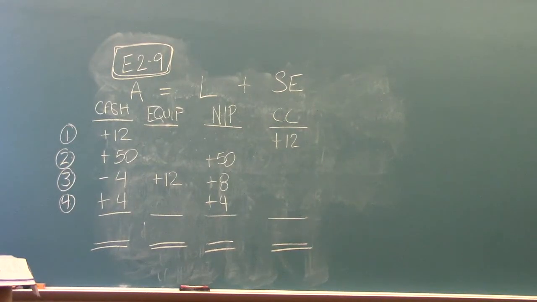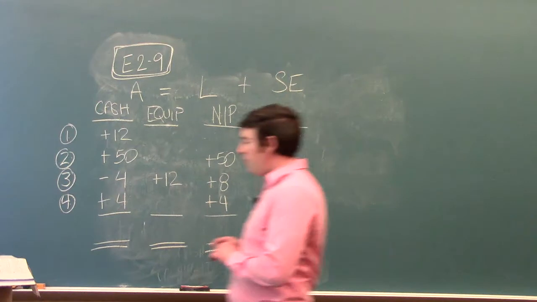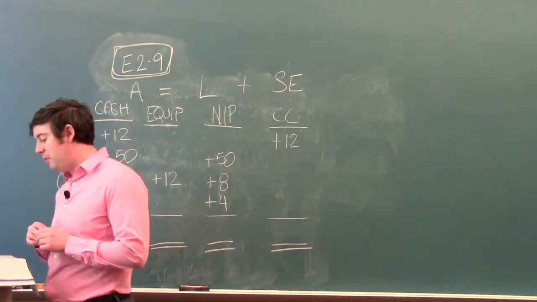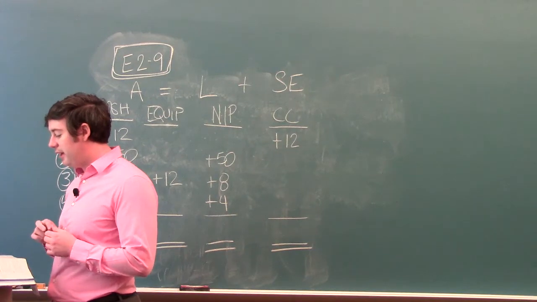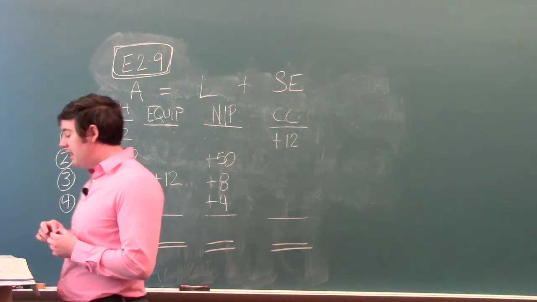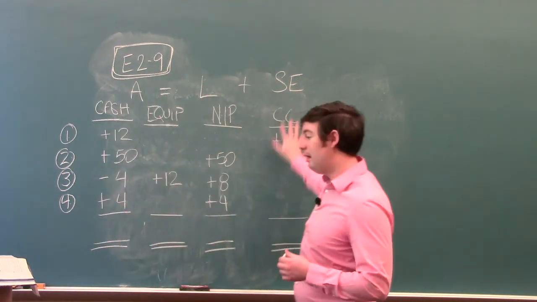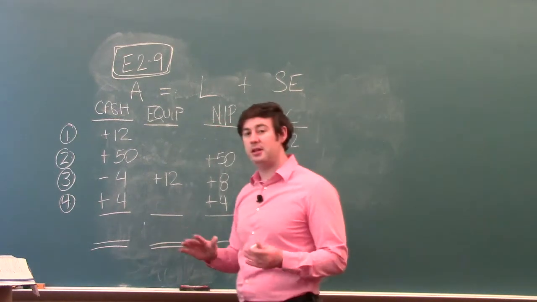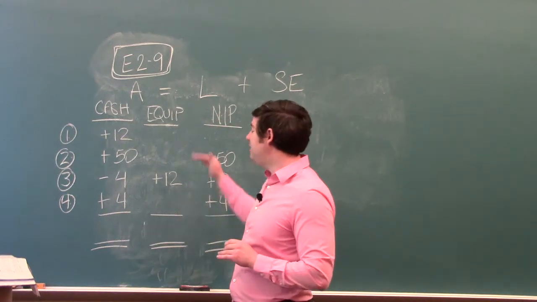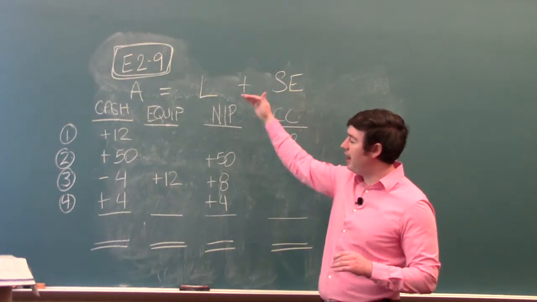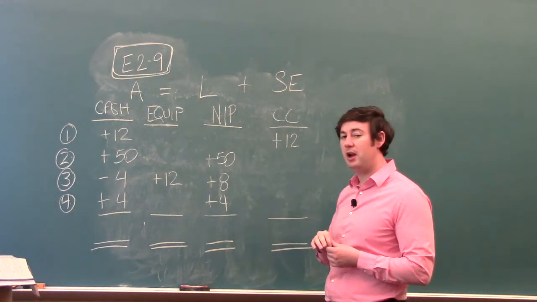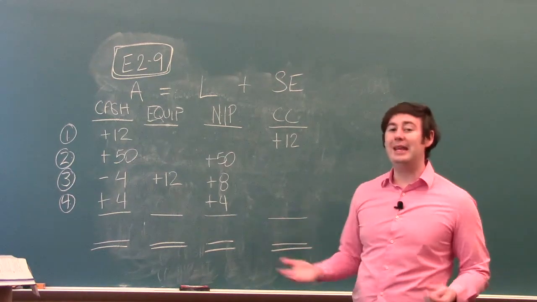Next one on the list is E29. E29 indicates Home Comfort Furniture Company completed 4 transactions with the dollar effects indicated below. It gives us some information that I've rewritten up here, and basically what it wants us to do, at least for the first requirement, is by looking at this information, looking at the dollar amounts and how they affect each one of these accounts we have listed up here, they want us to assume what is it that happened?